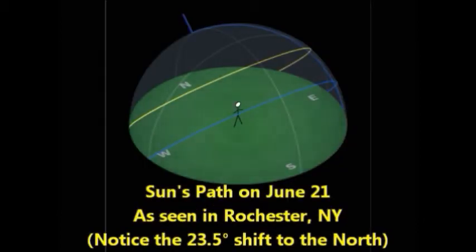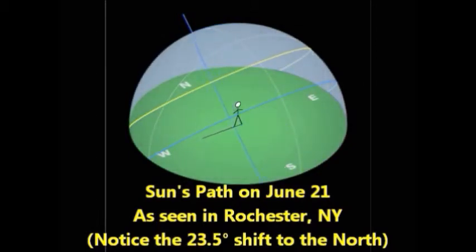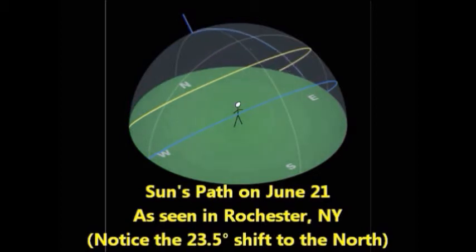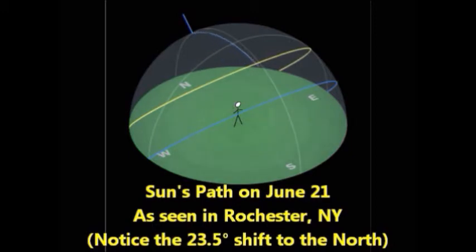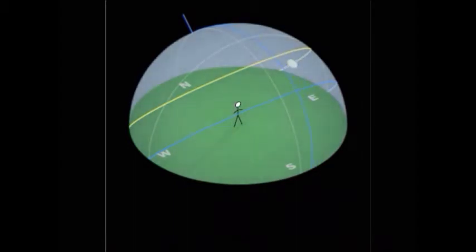This causes an important change in the sun's apparent path through the sky. Basically everything, sunrise, solar noon, and sunset, is shifted 23.5 degrees to the north. The sun's path looks like this. The sun rises 23.5 degrees to the north of east. At solar noon, the sun will be 23.5 degrees higher in the sky, and the sun will set 23.5 degrees north of west. Also, notice how long the sun is in the sky. This is why days are longer in the summertime.